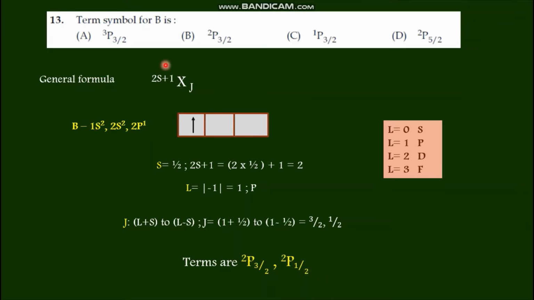Here 3P3/2 is wrong. 2P3/2 is the right answer. The 2S+1 value is not 1 here. 2P5/2 is also wrong, as there is no J value like 5/2. The answer is 2P3/2, and the ground state will be 2P1/2, because the subshell is less than half filled. When less than half filled, the lower J value will be the ground state. So the answer is option B.